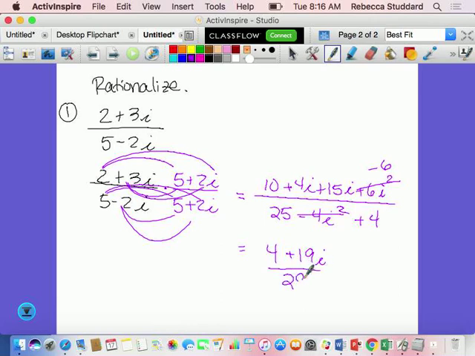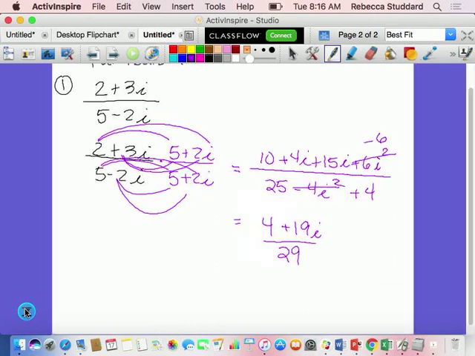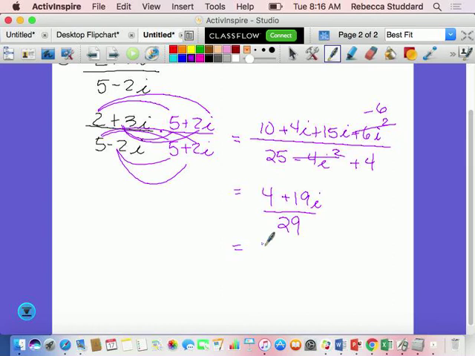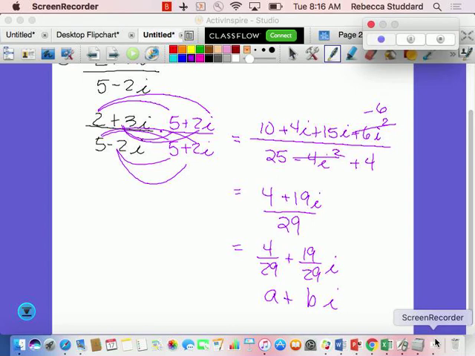Now, most textbooks will split this up into 4 over 29 plus 19 over 29 i, so that you have the form a plus bi, where a is the real part and b is the imaginary part. Any questions?